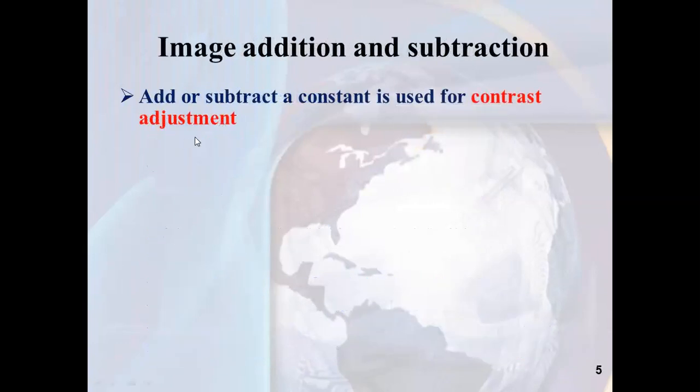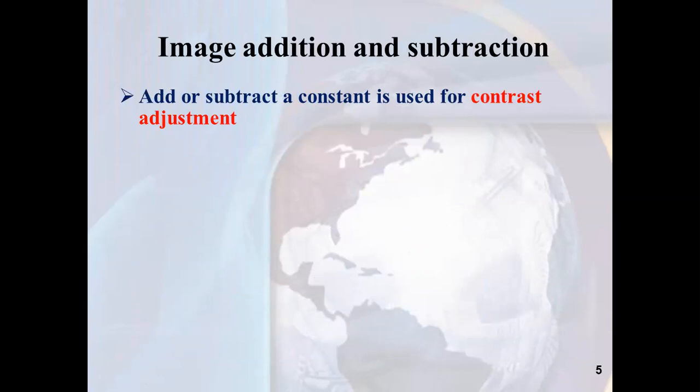So let's start with some applications. First, add or subtract a constant. So why do we add or subtract a constant, and what is its effect on the image? If we have numbers and we add a constant to each pixel, it means that the value approaches 255. So the colors or the intensity of the image will be lighter, which means that we decrease the darkness of the image.